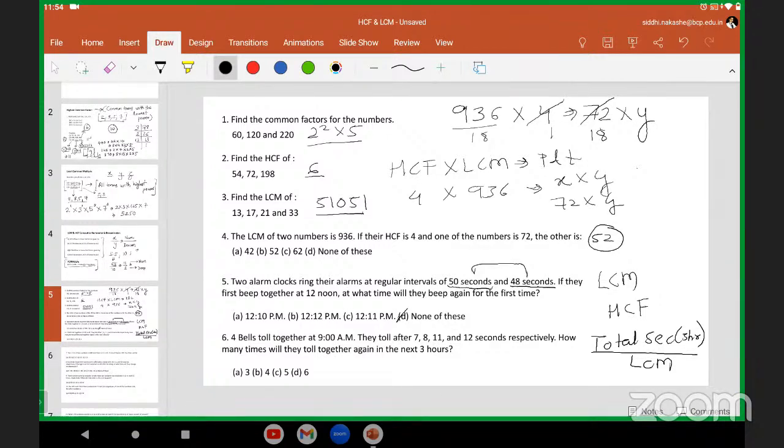If you divide this number using your calculator by 1848, you will get somewhere around 5.84, which means they toll together five times. You can't select six, because if it was six, then it would have to be six or a number greater than six. But as it is 5.84, they will toll together five times. So your answer should be five. Everyone got this?